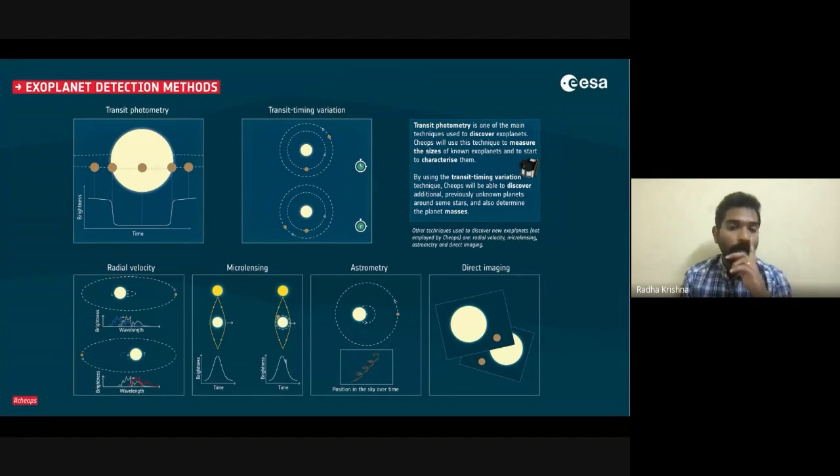And the other concept is called microlensing. Gravitational lensing happens because of relativity. You can read about it.